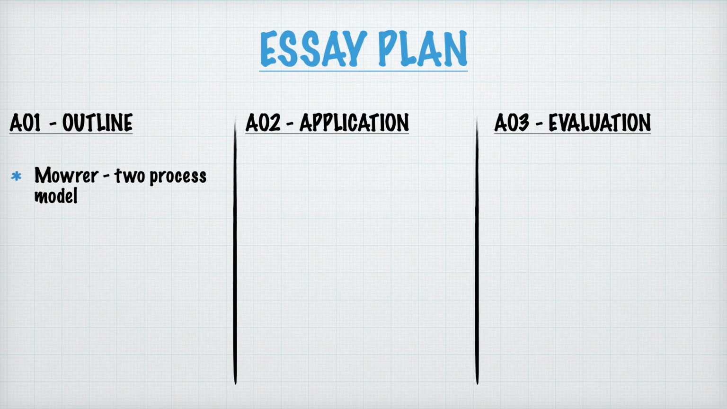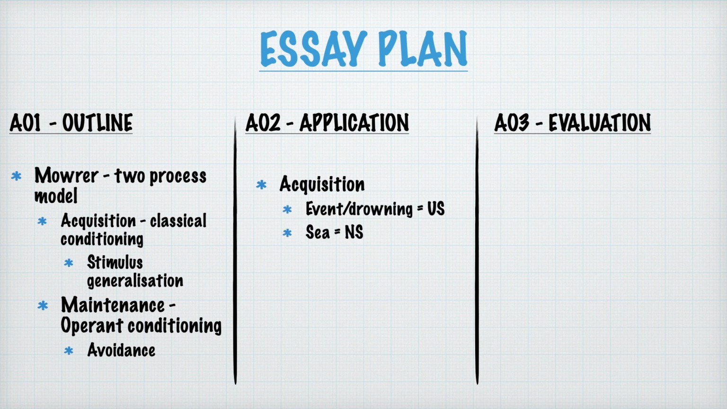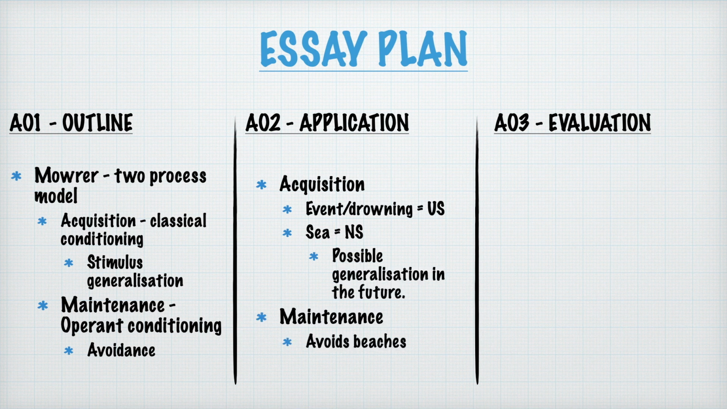So here's my plan. My outline is going to stay the same, because nothing gets cut down in my outline and I still have to outline behavioural explanations. But I do have my application section, so I've just made a few quick notes about what the various stimuli are and how Max is maintaining his phobia. So he avoids beaches, for example.